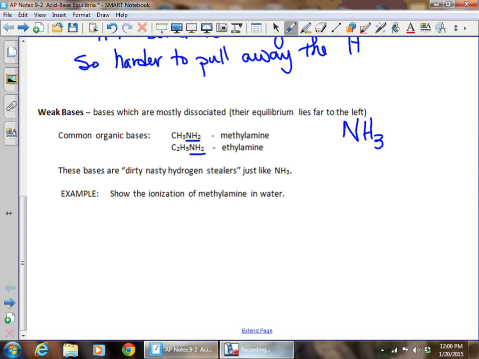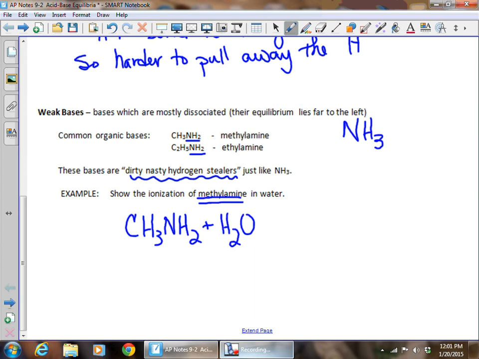So when we react these in water, they're going to act as dirty, nasty hydrogen stealers just like ammonia does. So if we want to look at methylamine in water, methylamine is CH3NH2. And if you react that with water, again, dirty, nasty hydrogen stealer, it is a weak base, so equilibrium arrows, we end up with CH3NH3+ plus OH-. So that's how we get our hydroxide ions.